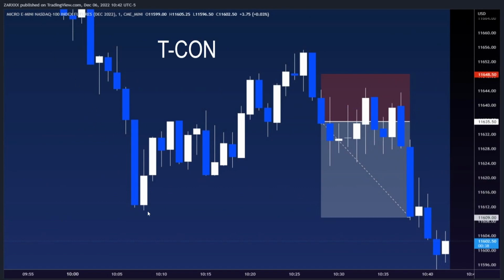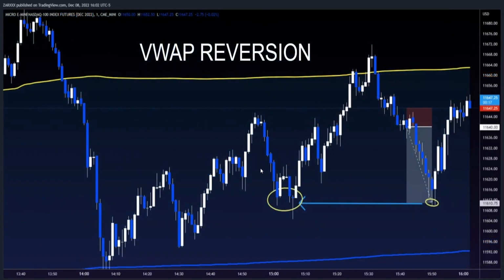T-con, impulse wave down, a nice triple zigzag pullback, breaking down below. This is actually a fairly late entry. It still worked out exceptionally well. Sometimes you can do that with a late entry.